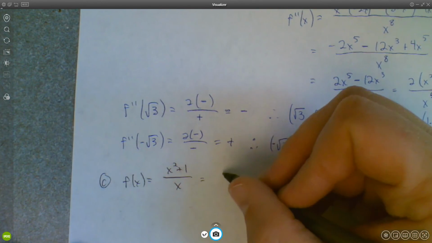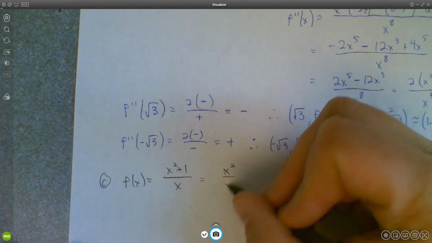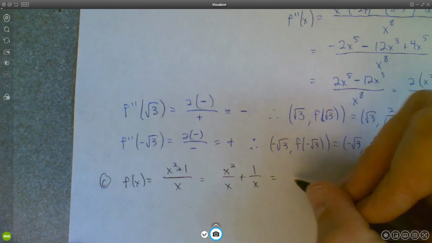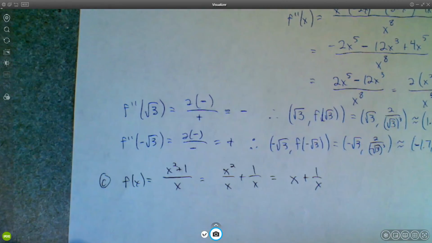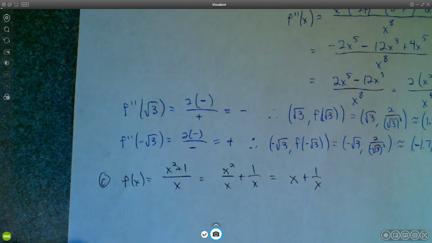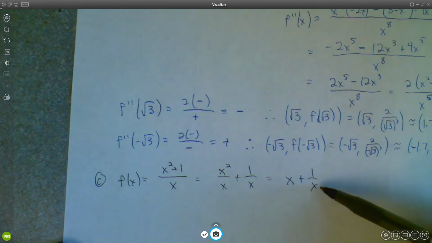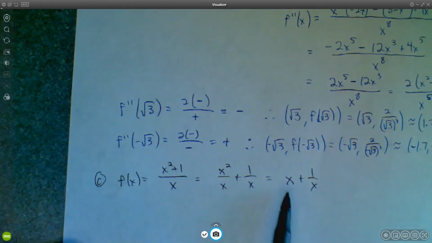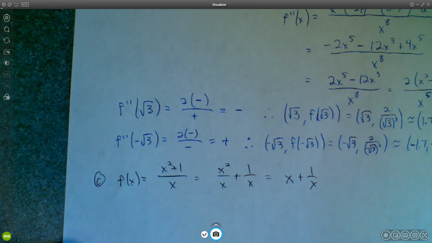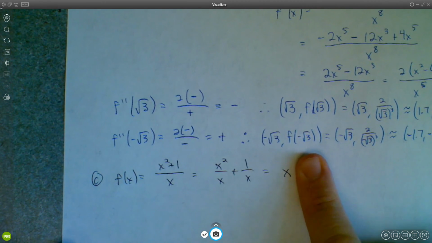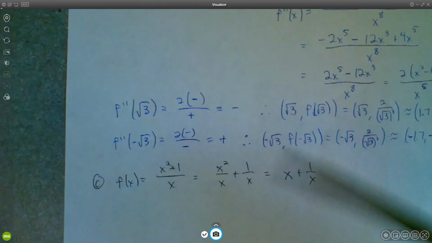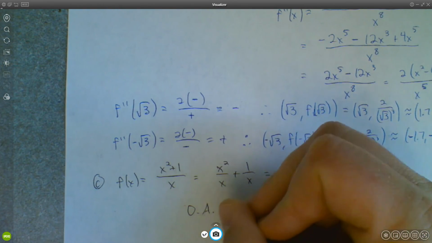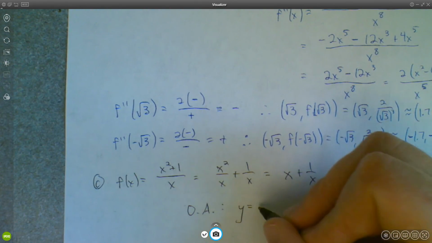In this case, it's easy, right? You can just say this is x squared over x plus 1 over x, and that's just x plus 1 over x. And then if you think about what's happening when x gets really, really big, this part's going to 0, which means that when x is really far away from 0, this function is going to behave more or less just like the straight line y equals x. So your oblique asymptote is the line y equals x.